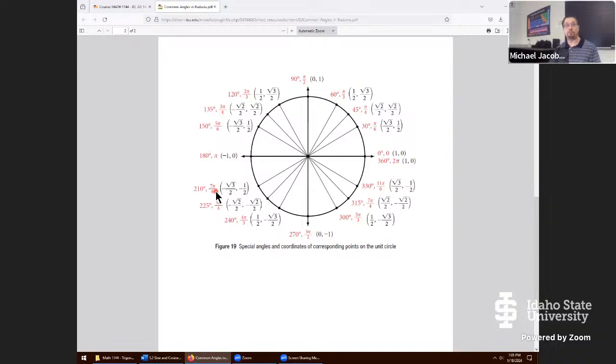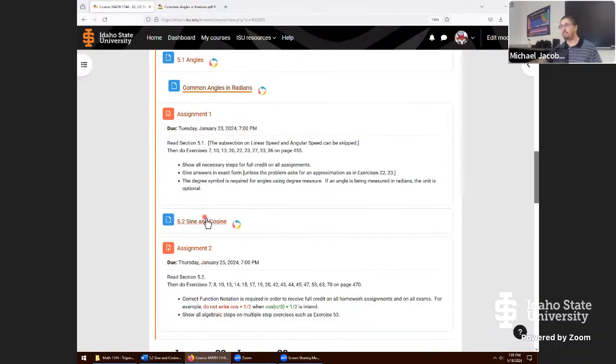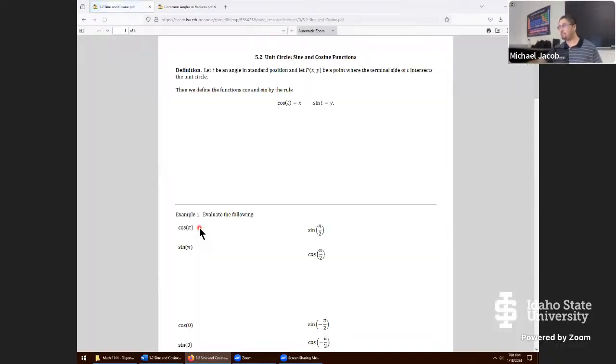The takeaway for 5.2 is sine and cosine are defined on the unit circle. Cosine is going to be the first coordinate. Sine is going to be the second coordinate. So that's our major takeaway when we go into section 5.2. So 5.1, all about the domain of those trigonometric functions, and that common angles is a very important document. And now 5.2, we finally define the unit circle sine and cosine functions.